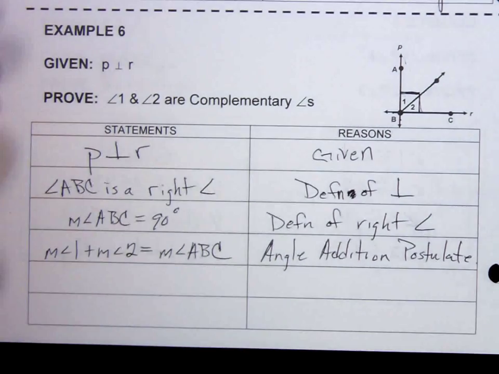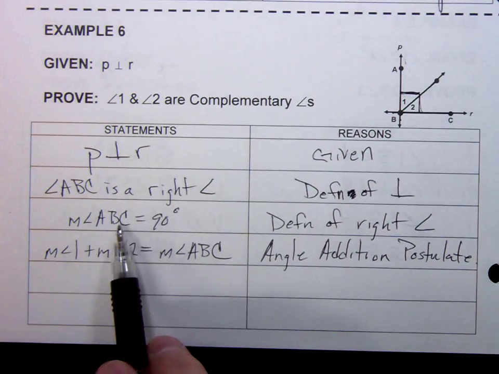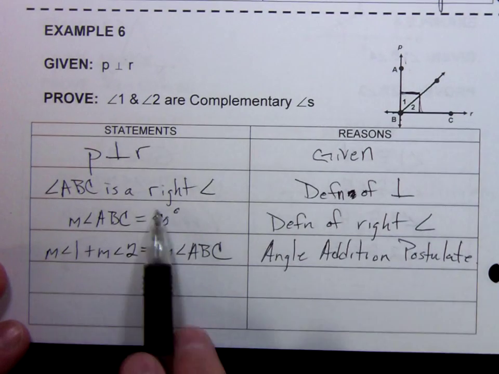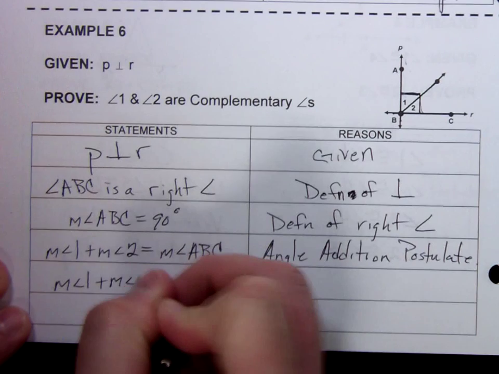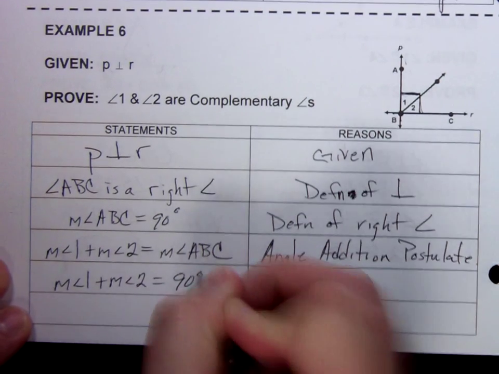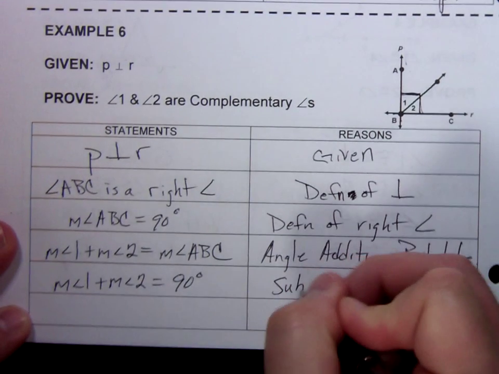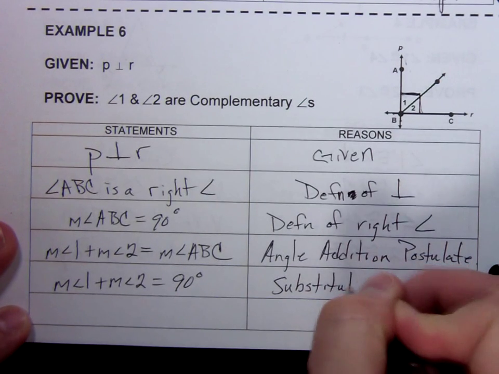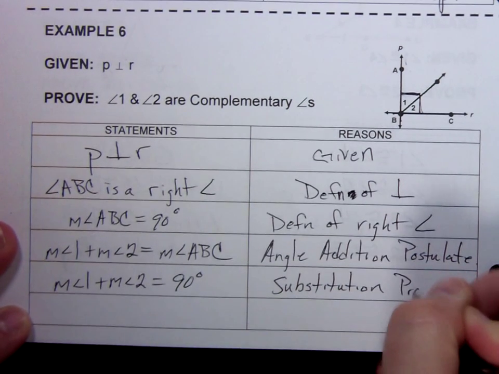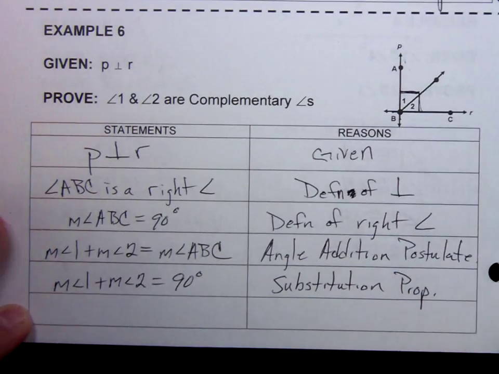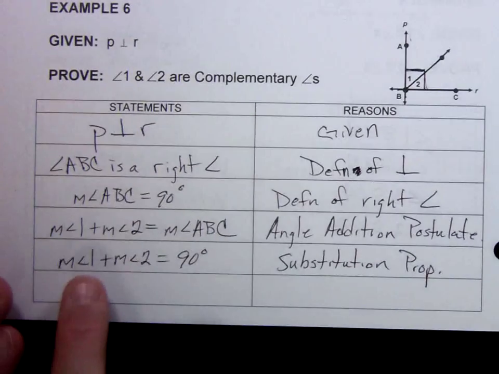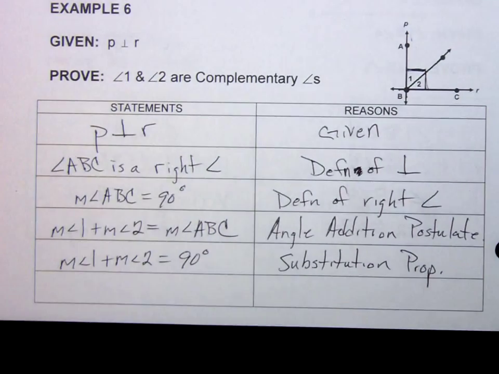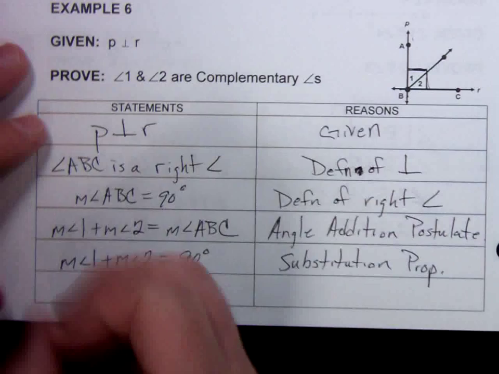Now, since we know that the measure of angle ABC is 90 degrees, I'm going to replace measure of angle ABC with 90. I'm going to substitute it in. So I'm going to say the measure of angle 1 plus the measure of angle 2 equals 90 degrees. I did that by the substitution property. I replaced measure of angle ABC with 90 because those things were equal to each other. And now I have the statement saying that angle 1 and angle 2 add up to 90 degrees. So that means that they are complementary angles.